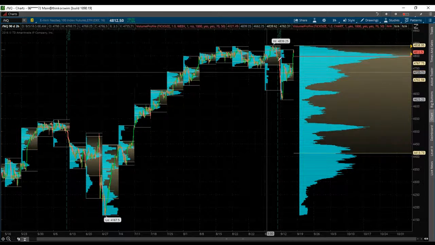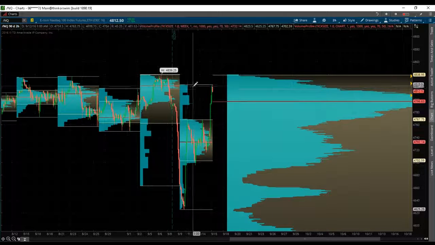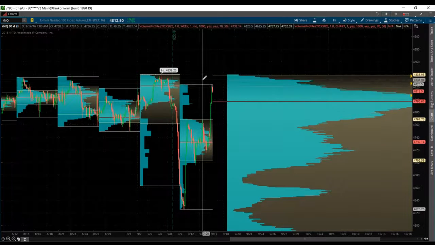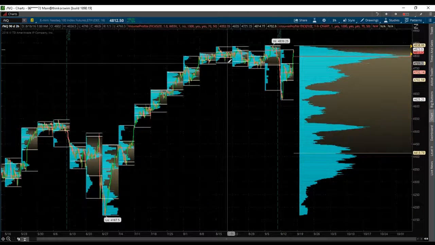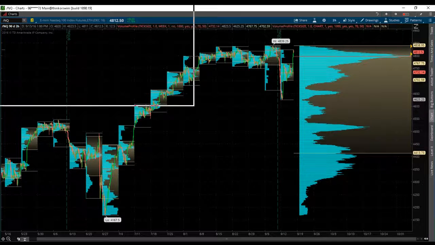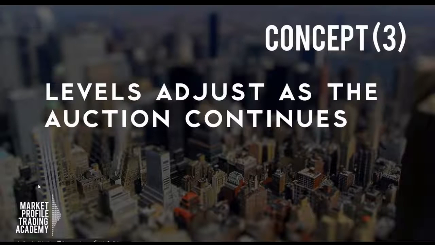We covered that last week, and lo and behold, we actually had one coming into today, which was at 48.21, and guess what? We touched it on today's session. So that's something that I look for, and I will mark those as relevant until we touch them. And then once we touch them, I don't look at them as much. So that's the idea that the levels adjust as the auction continues.